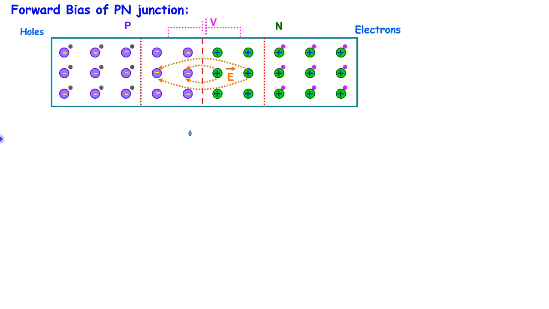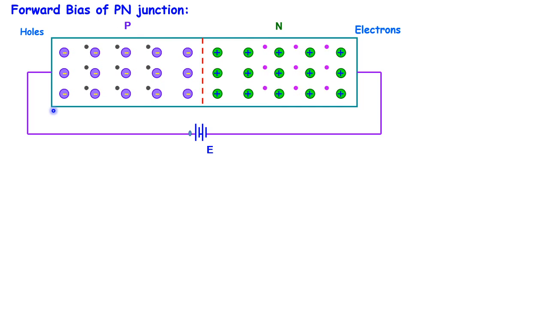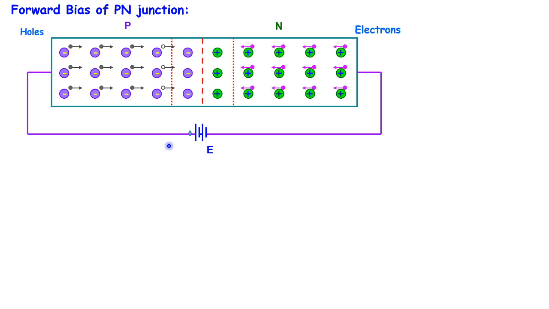So let us discuss the forward bias of the PN junction. In forward bias, the P-type semiconductor is connected to the positive terminal of the battery and the N-type semiconductor is connected to the negative terminal of the battery. So this forms a PN junction. When the P-type semiconductor is connected to the positive terminal of the battery and the N-type semiconductor material is connected to the negative terminal of the battery, that we call forward bias of the PN junction.